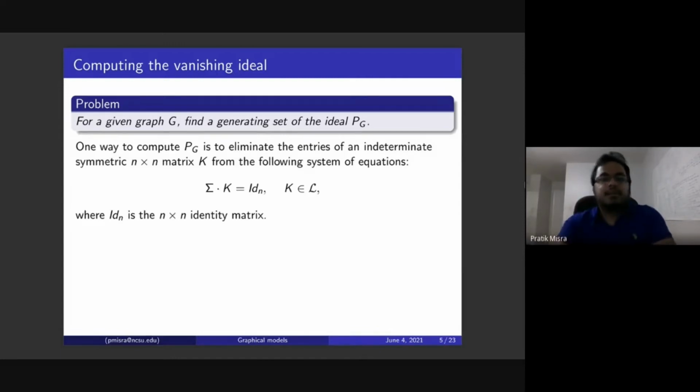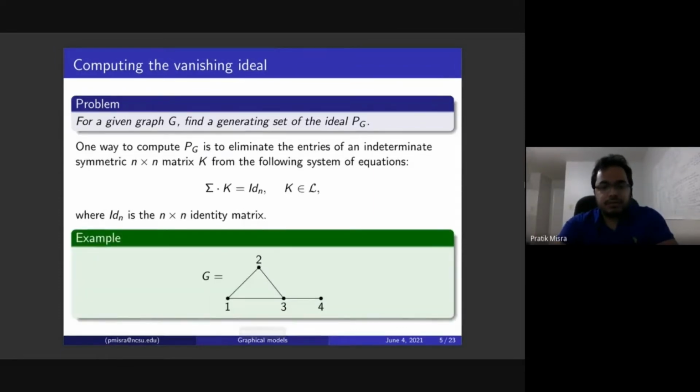Okay. So the problem over here is that for a given graph G, we want to find the generating set of the vanishing ideal, that is, the vanishing ideal P_G. Now, one way to compute the vanishing ideal is to eliminate the entries of the matrix K from the system of equations obtained from the fact that sigma times K equals identity, where K is the generic matrix in the subspace L. Okay, so let's look at an example for this.